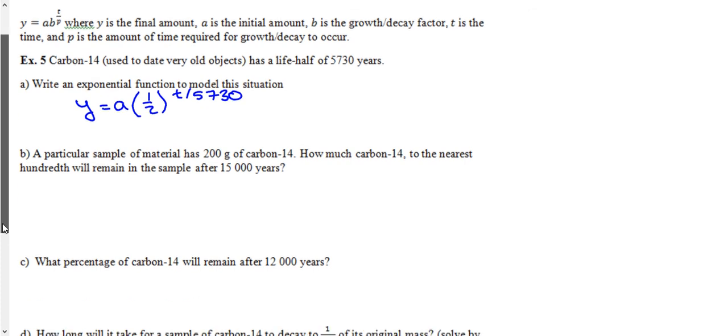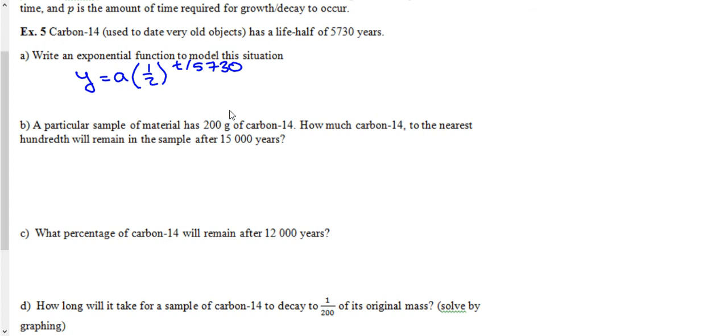In part B here, we have a sample. This time we know our initial amount of 200. Sample of 200 carbon. How much carbon, to the nearest hundredth, again 2 decimals, will remain after 15,000 years? So that's going to be our time. So let's plug this all in. So we have y equals 200 bracket half, all of that to the exponent of 15,000 over 5,730. And all I'm going to do is type that into my graphing calculator, and I get 32.58 grams.